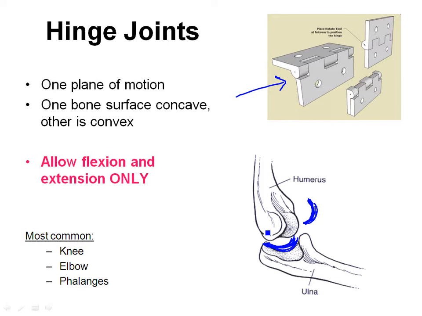And some common places, of course, are the knee, the elbow, and also the ends of your fingers. If you look at the ends of your fingers, you're going to see that there's hinge action. They just bend and they straighten. And that's all they do.